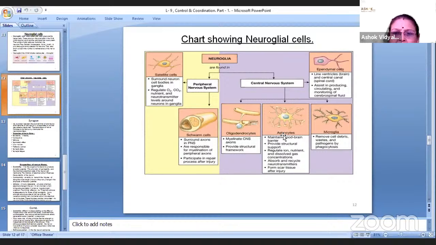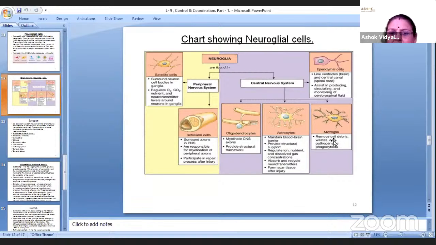Next is astrocyte. They maintain blood-brain barrier, then provide structural support. Then they regulate ion, nutrient, and dissolved gas concentrations. It absorbs and recycles neurotransmitters, then finally forms scar tissue after injury. That is, if injury takes place, a scar formation is done with the help of astrocytes.